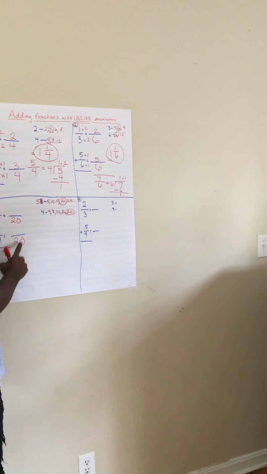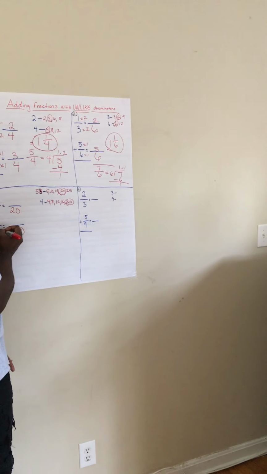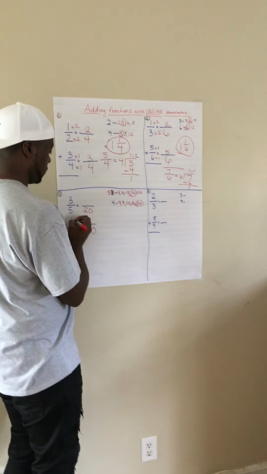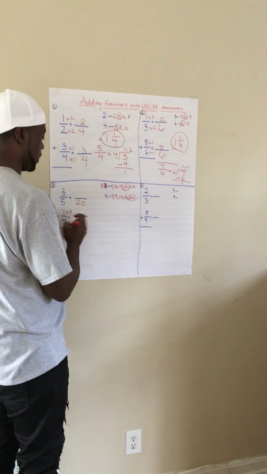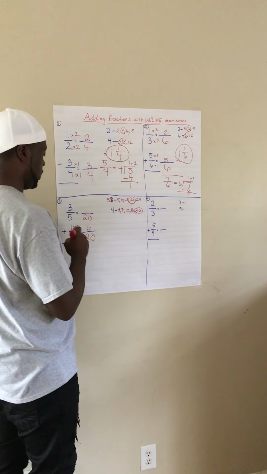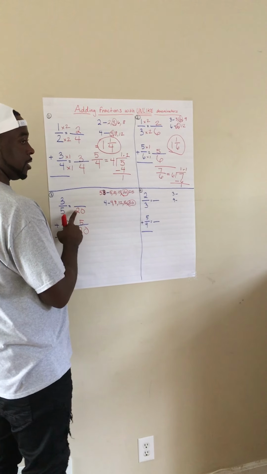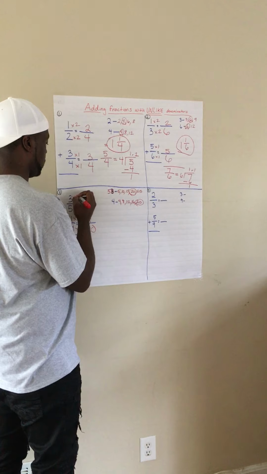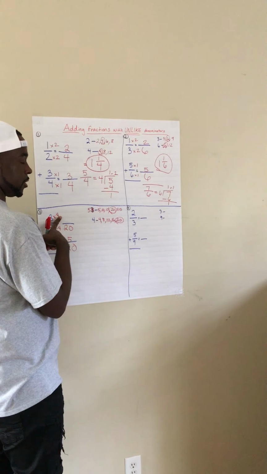So 4 times what gives you 20? 4 times 5 gives you 20. So what I do to the bottom, I'm going to do to the top. So 1 times 5 equals 5. So same thing up here. 5 times what number gives you 20? 4. 3 times 4 equals what? 12.